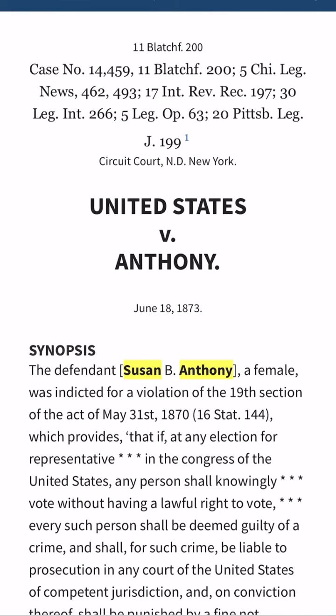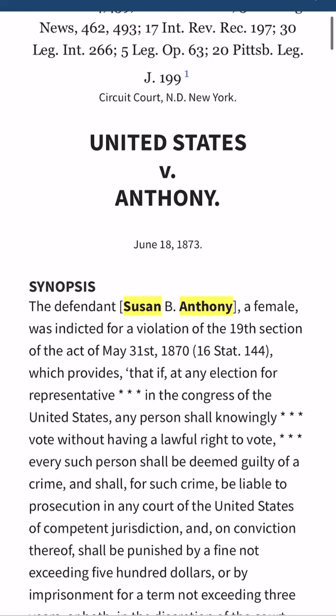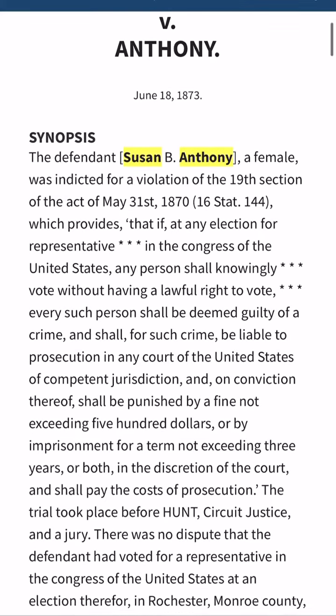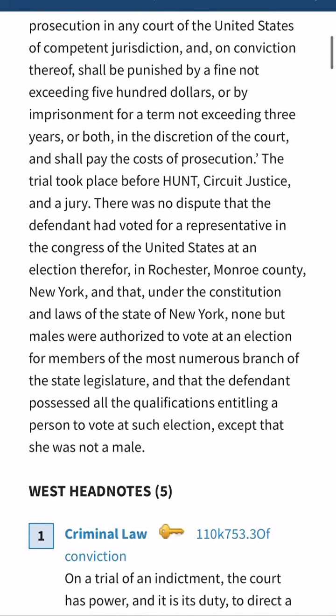Defendant Susan B. Anthony, a female, was indicted for violation of the 19th section of the Act of May 31st, 1870, 16 Stat 144, which provides that if at any election for representative in the Congress of the United States any person shall knowingly vote without having a lawful right to vote, every person shall be deemed guilty of a crime and shall for such crime be liable to prosecution in any court of the United States of competent jurisdiction, and on conviction thereof shall be punished by a fine not exceeding $500, etc., etc., etc.